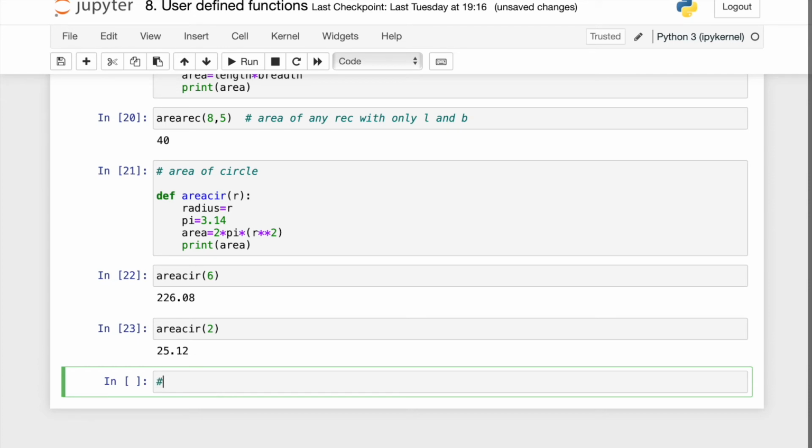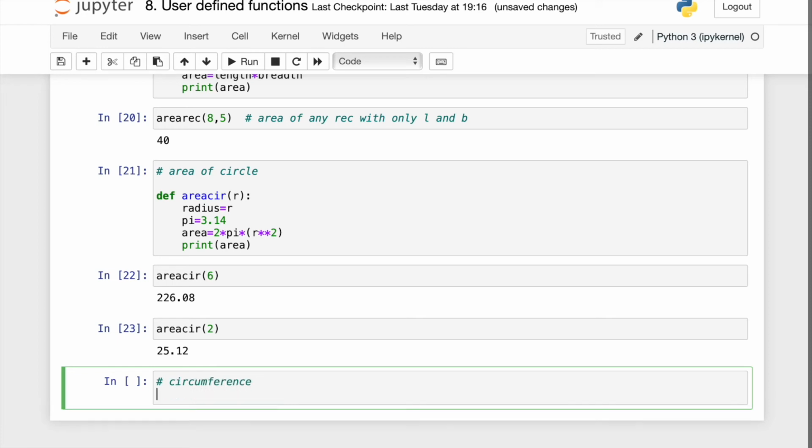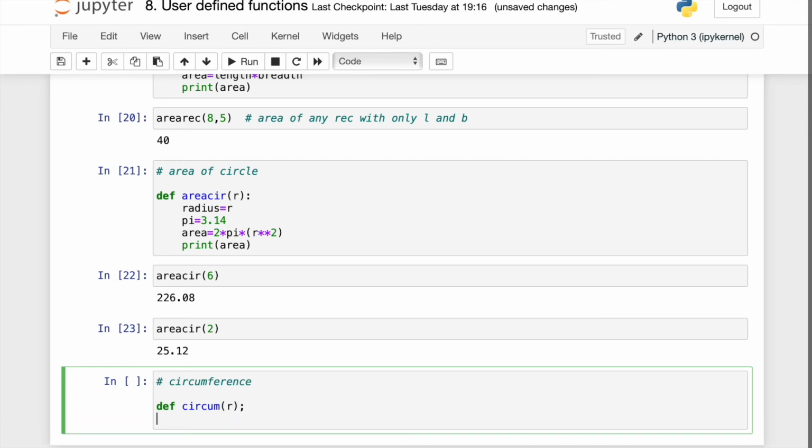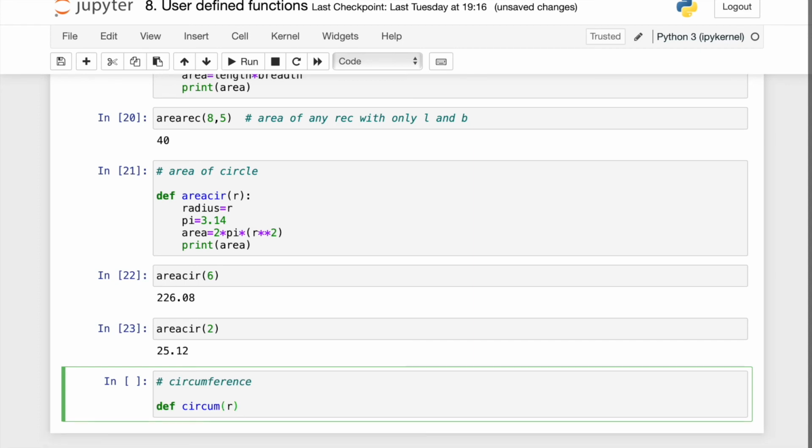We can find the circumference as well. I'm just saying define circum. I can write x also here instead of any name. We are defining the name, we can define any name, and it should be unique. Now again I'm giving r because we need the radius. Remember, you don't have to give a semicolon here, it will not become a function. No indentation here.